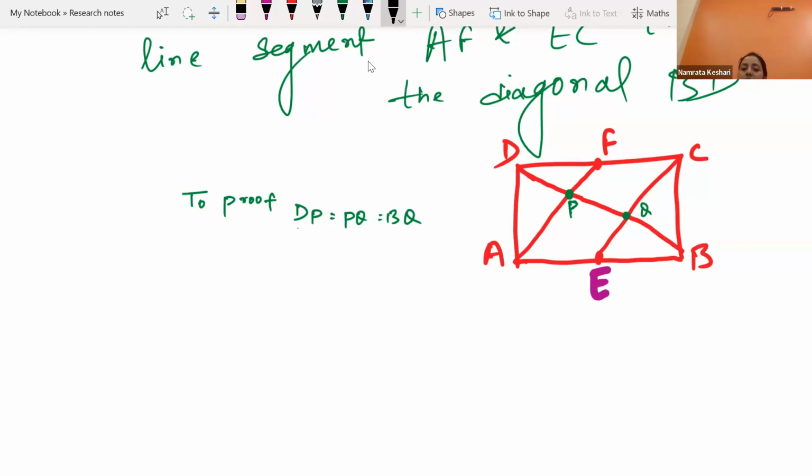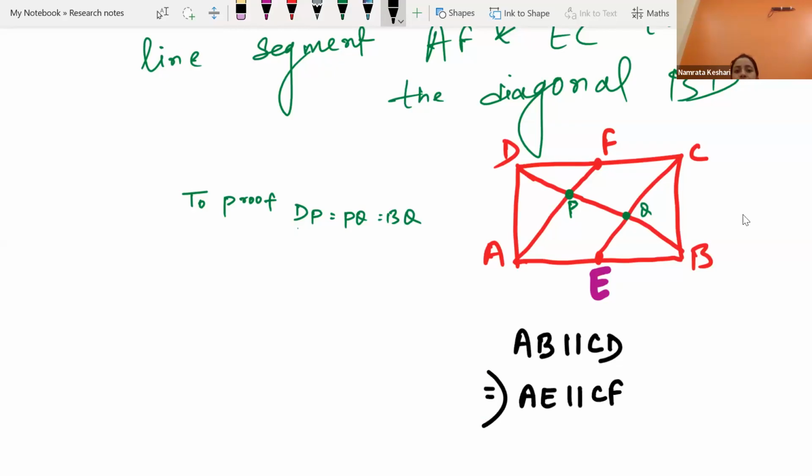Since ABCD is a parallelogram, we can say that AB must be parallel to CD, right? And AD must be parallel to BC. First, this one only. At a time, we will focus on one thing. So AB must be parallel to CD, right? If AB is parallel to CD, then from here we can say that AE must be parallel to CF, right? Yes, everyone, are you getting it?